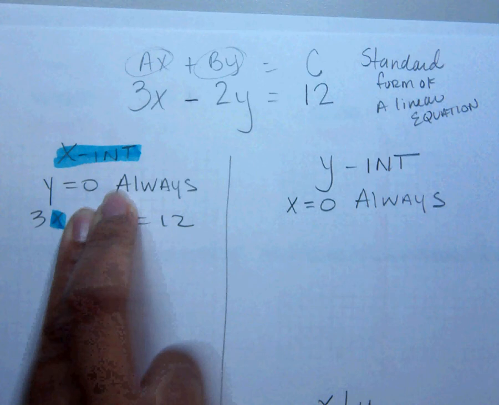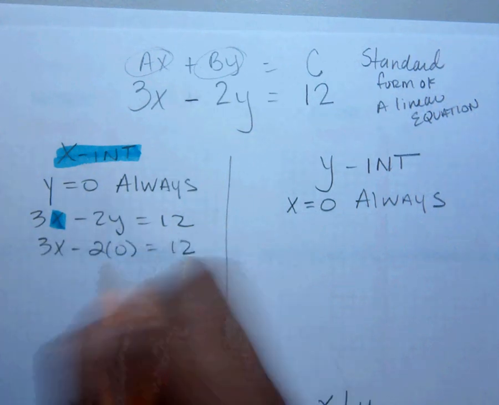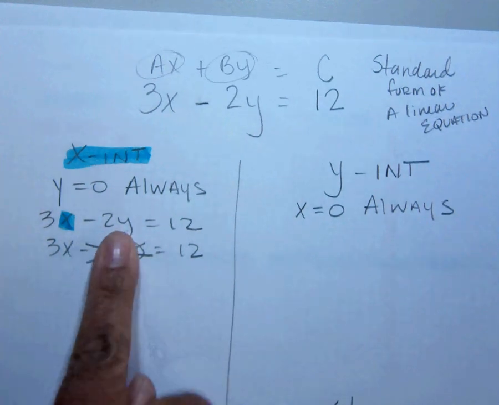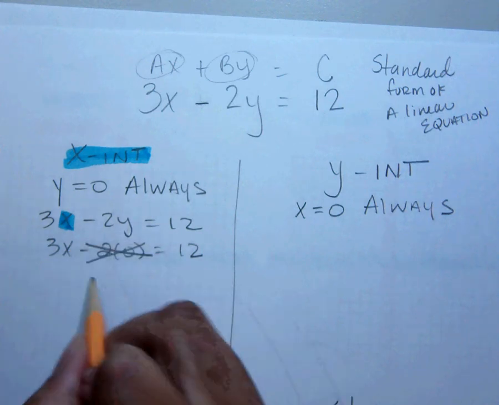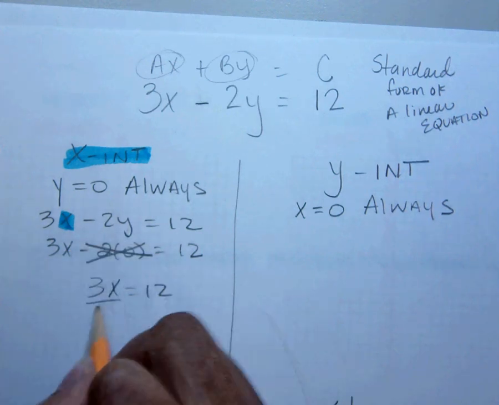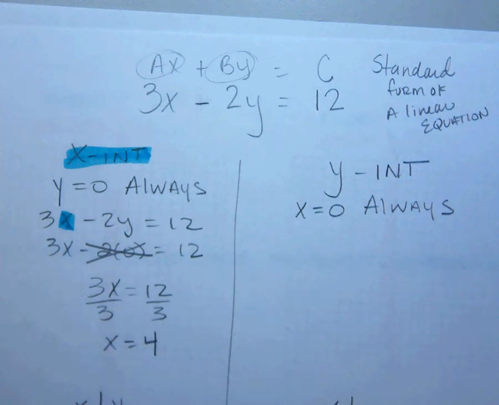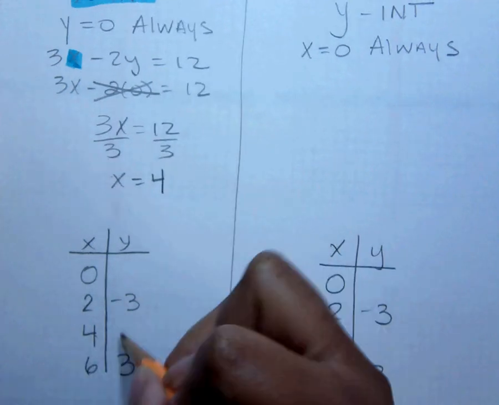But I want to show my work. So 3x minus 2 times 0, that disappears. So if you just cover up the letter that you're not solving for, you'll see what to write. 3x equals 12. So that's just it. You divide by 3, and the X-intercept is 4. On a table, that would be here, 4, 0.